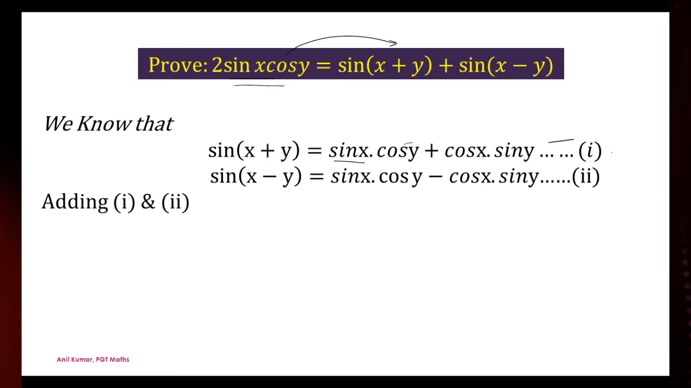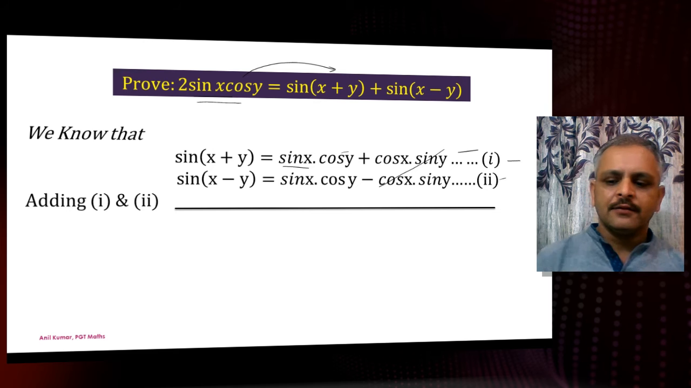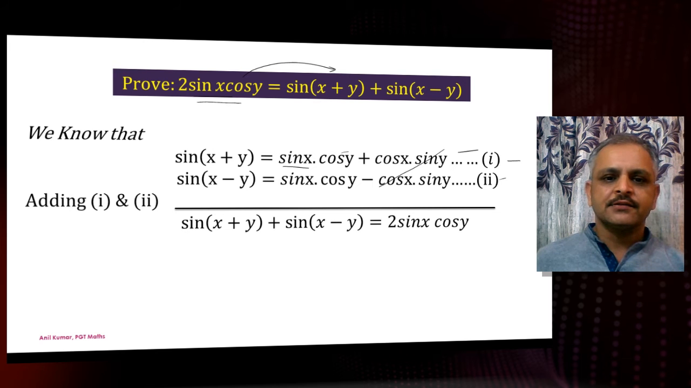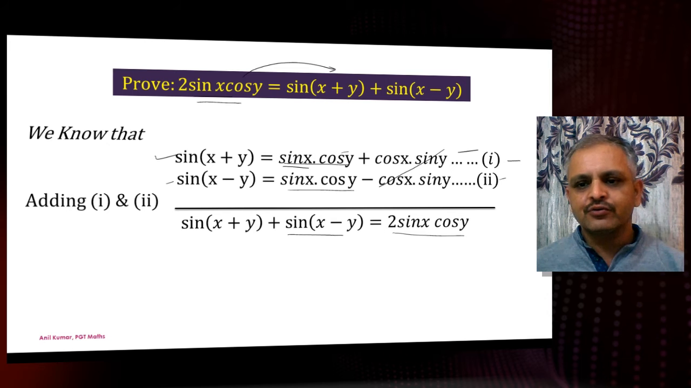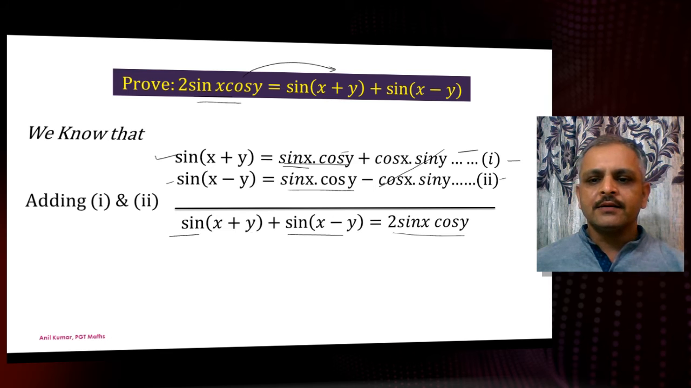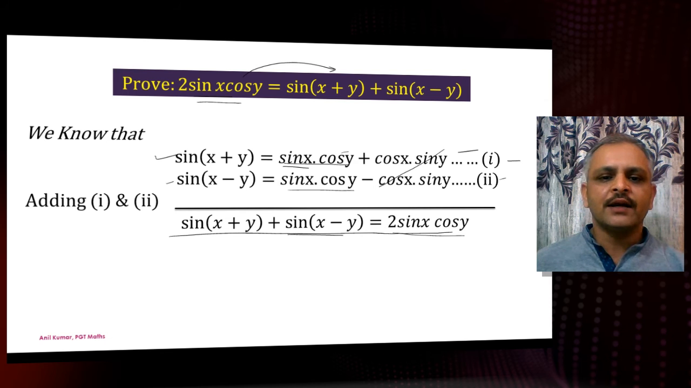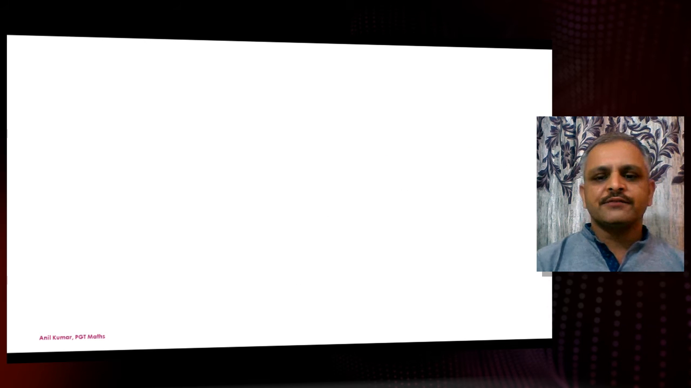So let's add them. If I add equation 1 and equation 2, what will happen? The cos x sin y will get cancelled, and we will have sin(x+y) plus sin(x−y) equal to sin x cos y plus sin x cos y, so it will become 2 sin x cos y. So this is our first result: 2 sin x cos y is equal to sin(x+y) plus sin(x−y). So let's find out the second one.